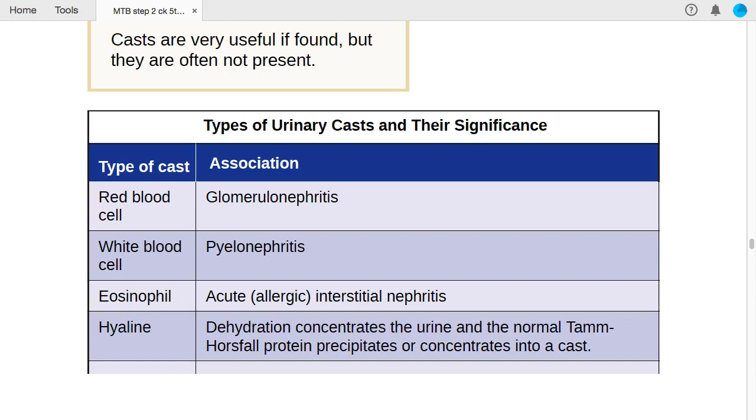Hyaline: if you see a hyaline cast, it means that dehydration concentrates the urine, and the normal Tamm-Horsfall protein precipitates or concentrates into a cast. So that is nothing. It's actually our normal urinary protein, normally between 30 to 50 milligrams, and less than 150 milligrams. Because of dehydration it precipitates and concentrates into a cast, and that is known as hyaline. So that is actually normal, and it shows that the patient is having dehydration.